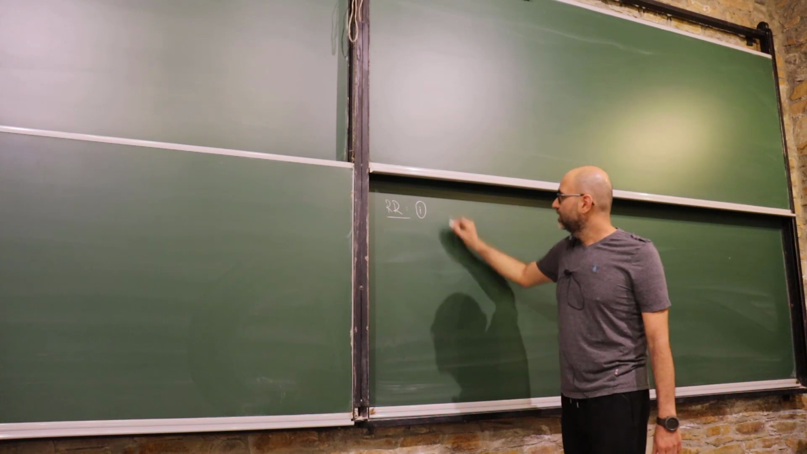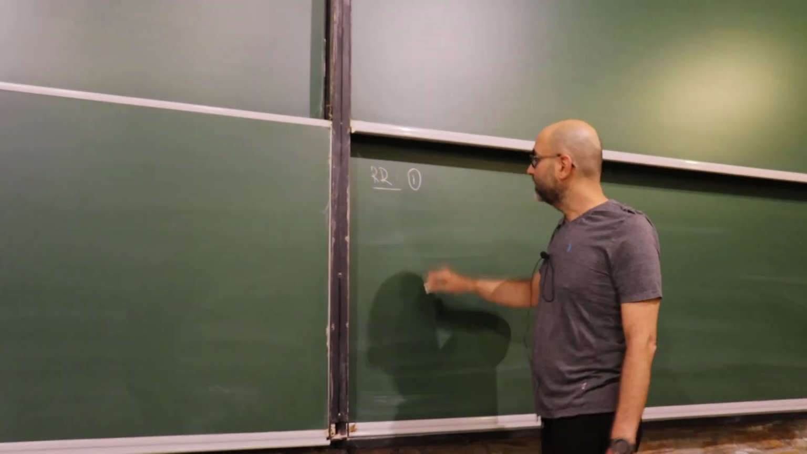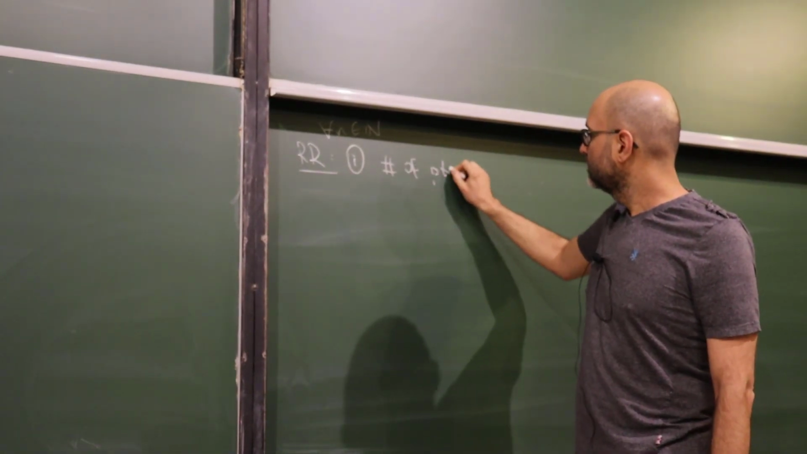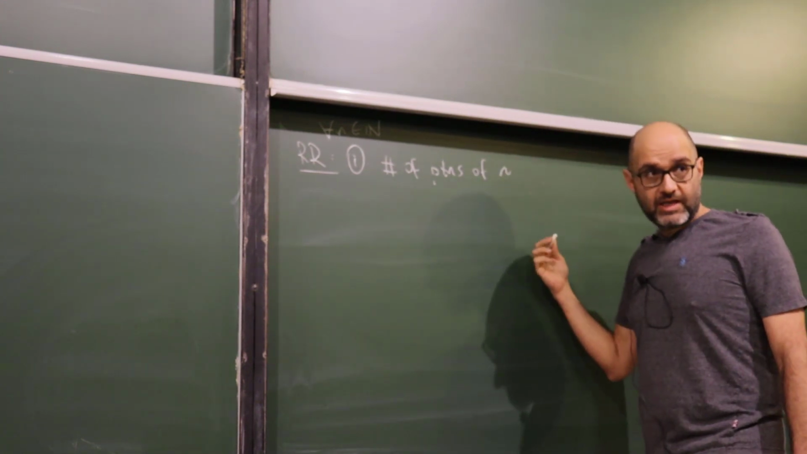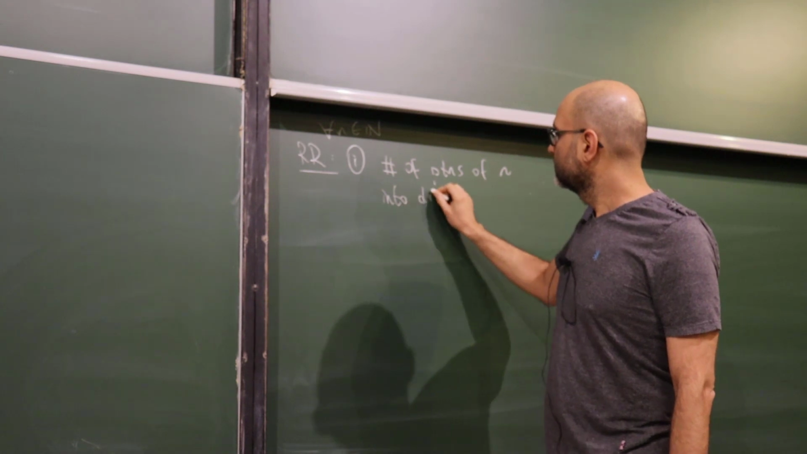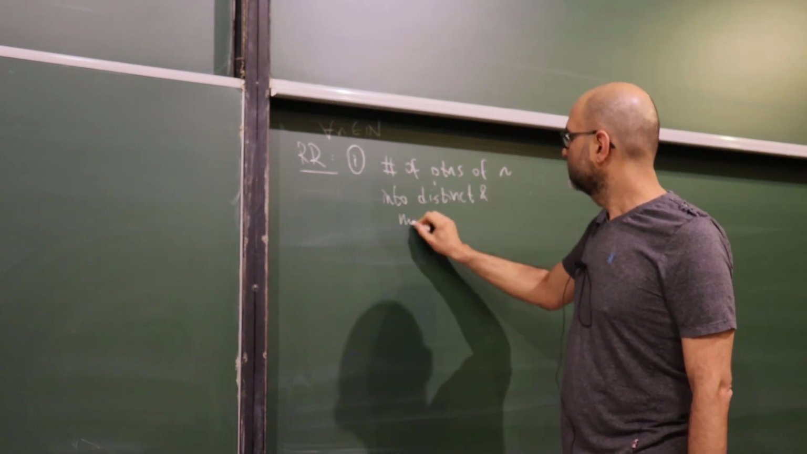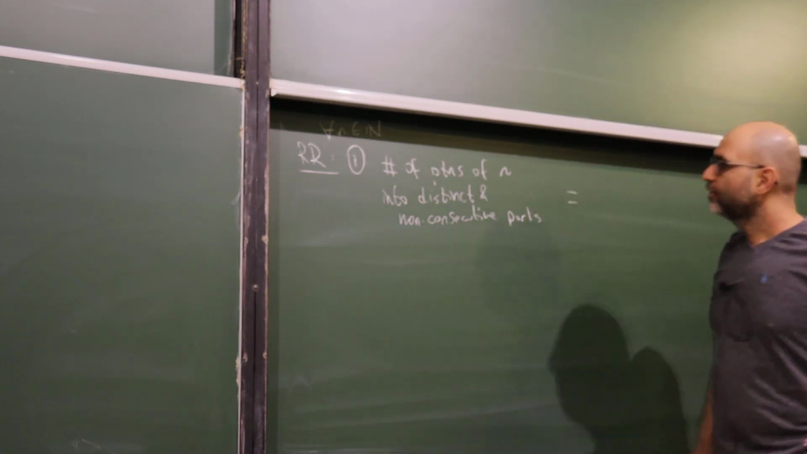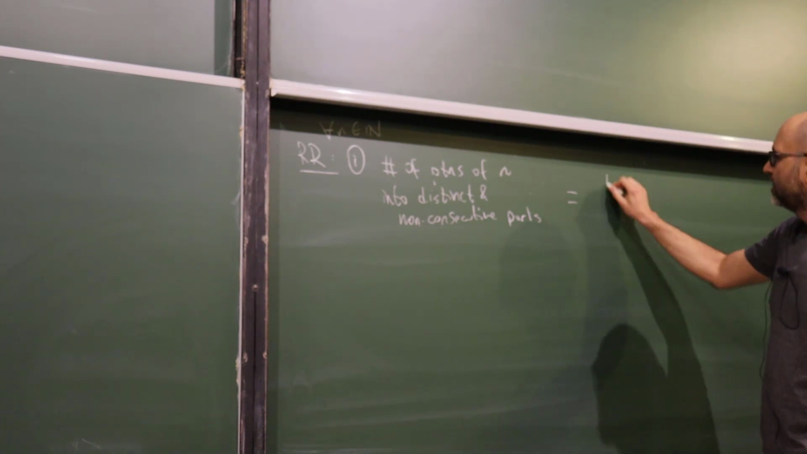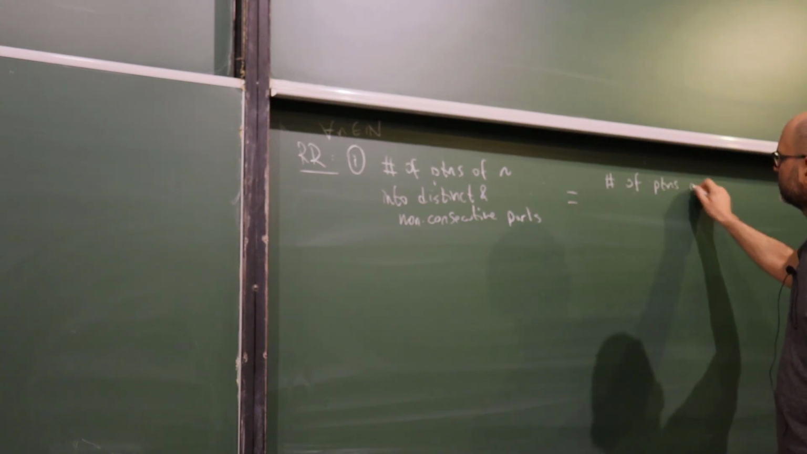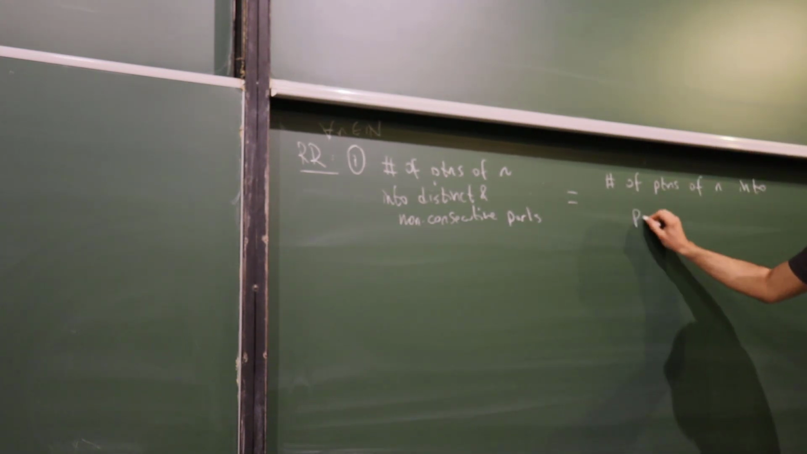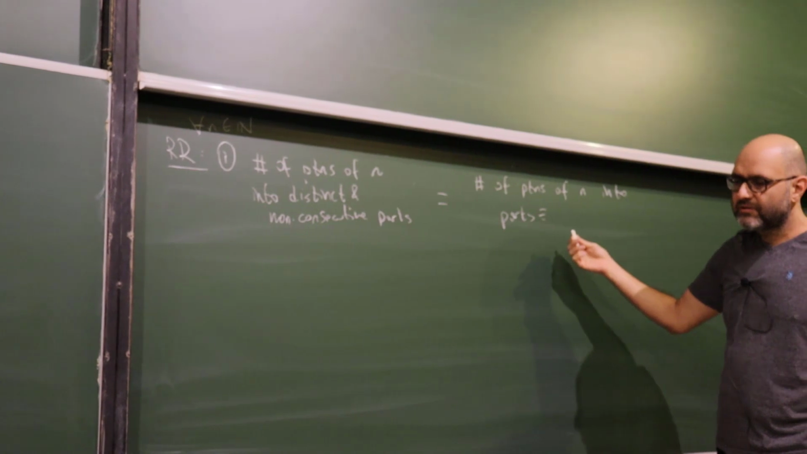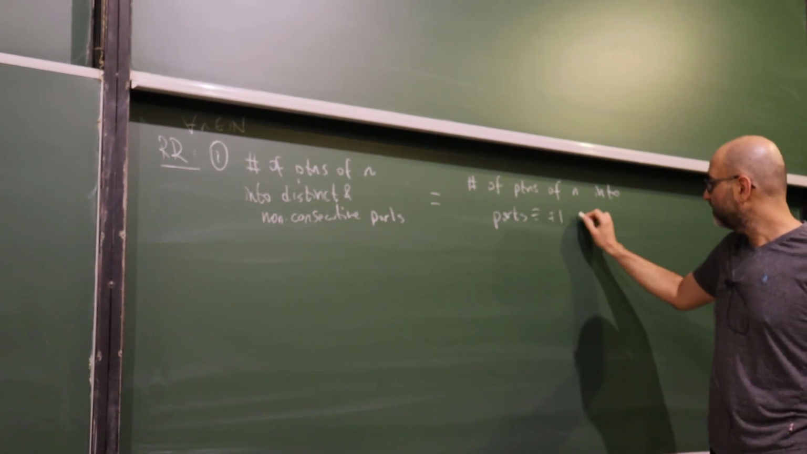The first of them said, for all non-negative integral n, the number of partitions of n into distinct and non-consecutive parts equals the number of partitions of the very same n into parts that fall in certain residual classes modulo 5. In particular, they are 1 or 4, or we can say plus minus 1 modulo 5.